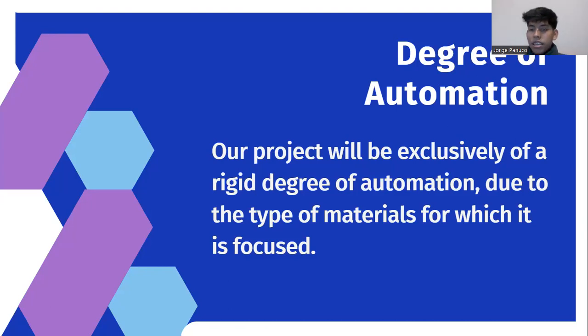It can be adapted to their needs, but in this automation, the product is dispensed to the reactor, and it won't be packing either. So it will be a rigid degree of automation. If we wanted to use it for food or something like that, it would be flexible. But as we won't be using it that way, it's rigid.